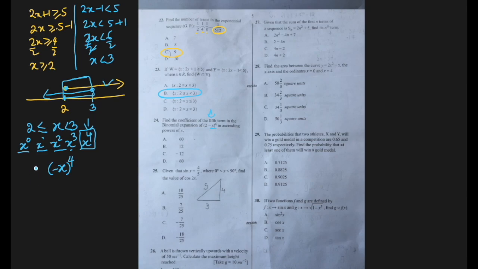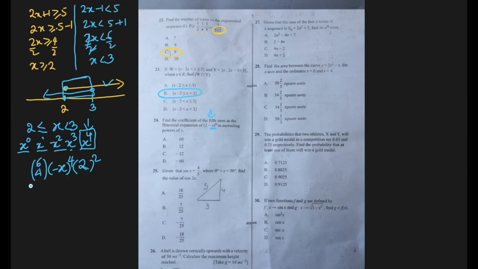That means our combination in front will be 6C4. And the remaining of the 6, which is 2, will go to the other one, which is just 2. It will be 2 squared. And just expand this, we'll get our answer.